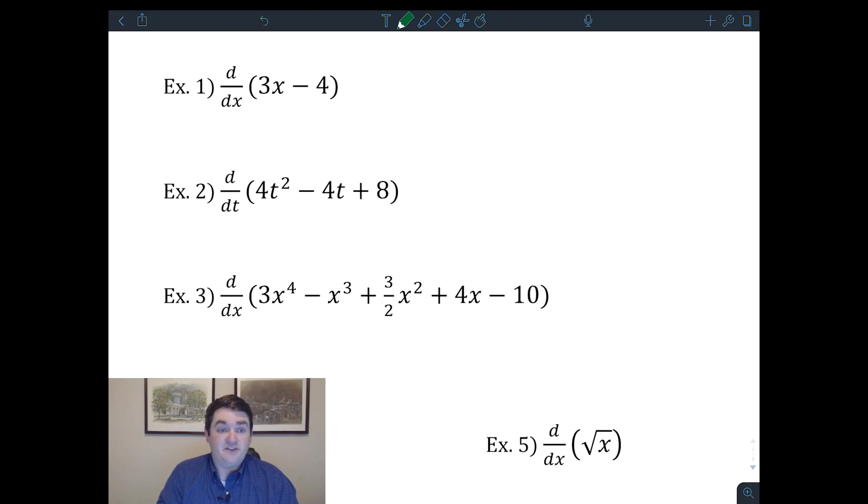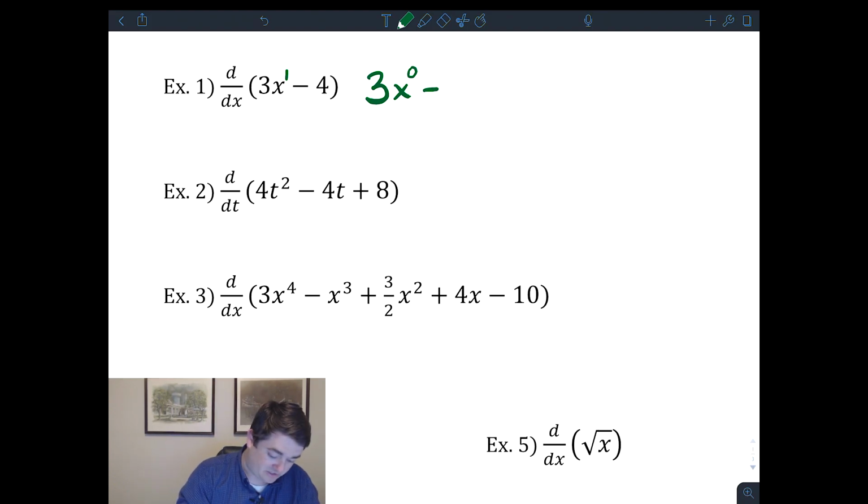In example 1, we're asked to find the derivative of 3x minus 4. Okay, now I want to state the obvious for a second. This 3x is actually 3x to the first power. So when I take the derivative of 3x to the first power using the power rule, the 1 comes in front. 1 times 3 is 3. x to the 0 power, because the exponent goes down by 1. So I've got 3x to the 0 power minus the derivative of 4, that's a constant, which is 0.